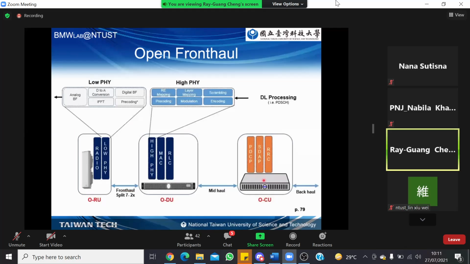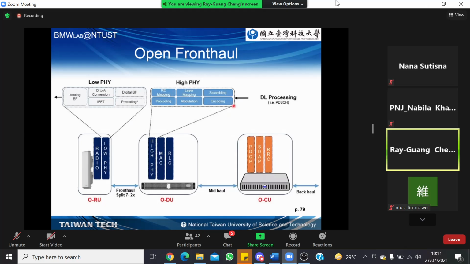So for the Fronthaul, we have CU, DU, RU. From a protocol point of view, the CU is running PDCP and SDAP for the user plane, or PDCP plus RRC for the control plane. So this is control plane, this is user plane. PDCP is used in both parts. The ODU is RLC, MAC, and high-PHY. High-PHY just ends at resource element mapping.